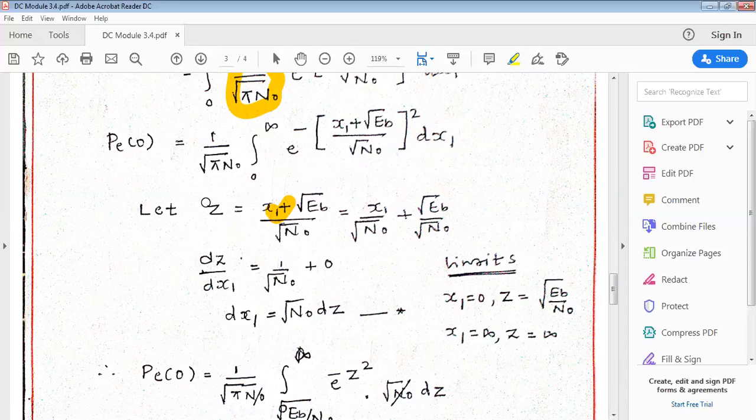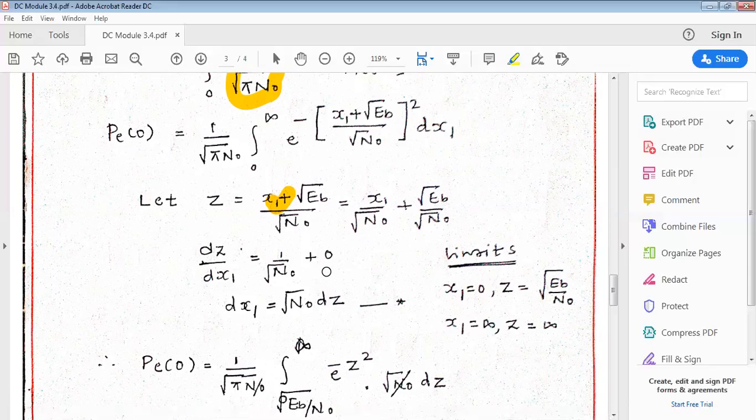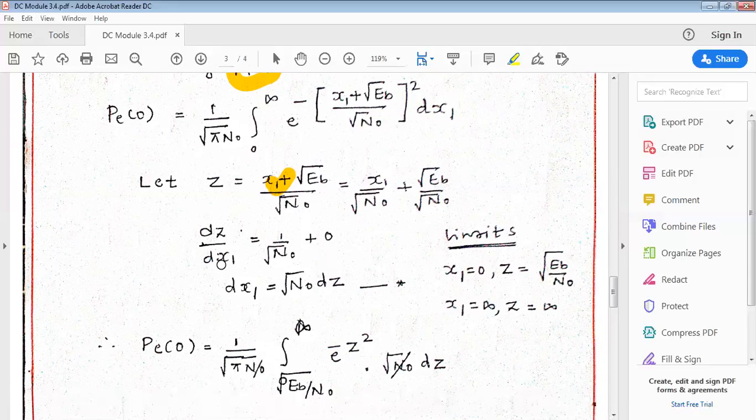So let us differentiate this z with respect to x1. dz by dx1 is equal to, the differentiation of x1 gives 1 divided by square root of N naught, plus, since both these are constants, the differentiation of this constant term is 0. Therefore we can write dx1 in terms of dz. So dx1 is equal to square root of N naught into dz.